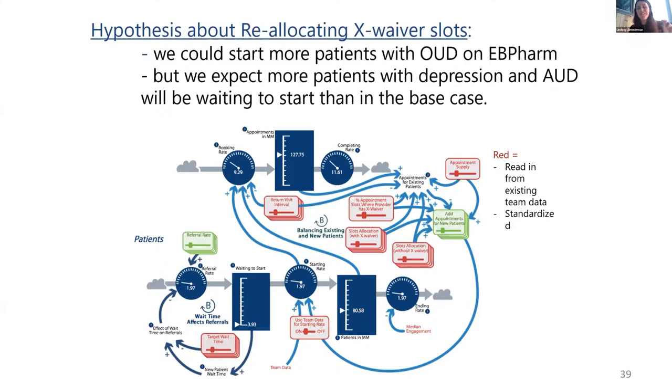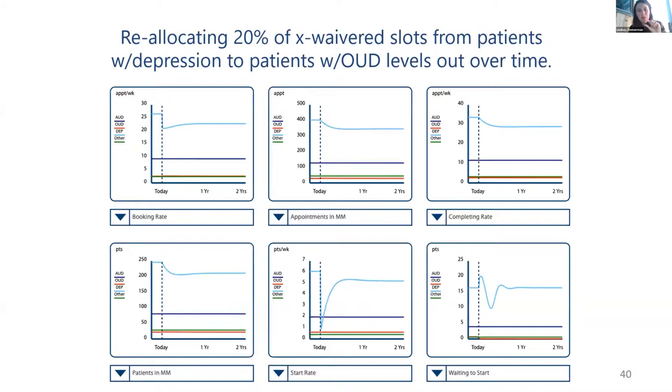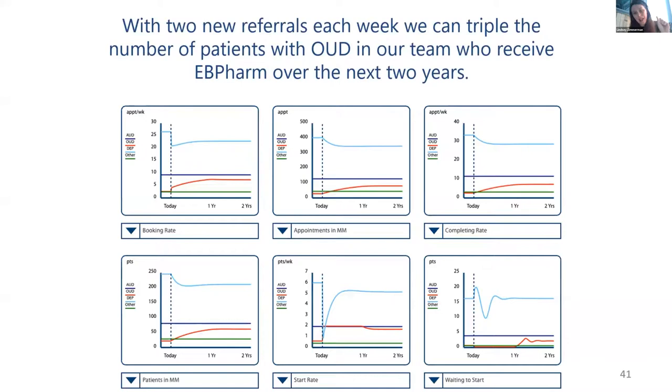And so the nice thing about being able to explain things in terms of feedback dynamics and being able to explore them safely in a simulation is that you can address those fears and help people think about those trade-offs, and they might find a smaller or lighter lift makes a big difference. So for example, for this team, one of our real teams, they found that if they just reallocated about 20% of their X-waivered slots from their depression patients to focus on medication for opioid use disorder, then, due to all the balancing feedbacks in the system, some of their patterns would actually even write back out over time, and they could get through their backlog with a relatively smaller change than they feared. And they concluded exactly, in this relatively small team, how many referrals they get over time.